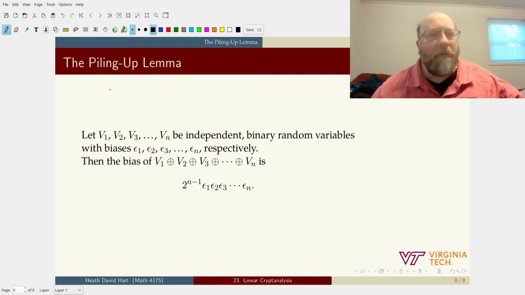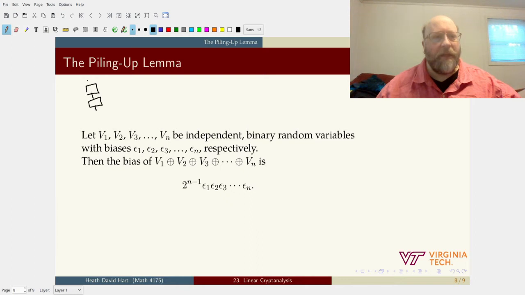So we have this lemma that's called the piling-up lemma. That is, if we are encoding through multiple steps to get from the plaintext to the ciphertext, and these steps are independent, and we know what their biases are, then the combined bias of the different steps is the product of all the individual biases times 2 to the n minus 1.